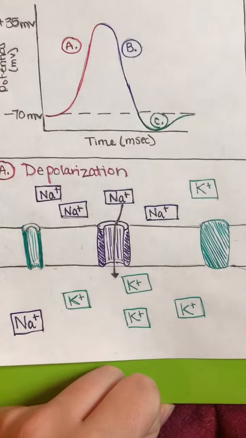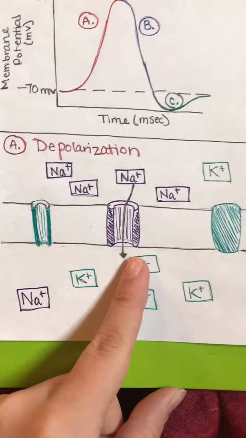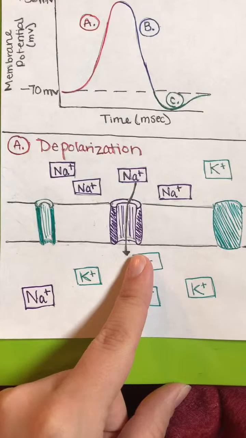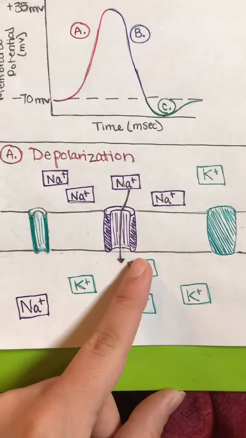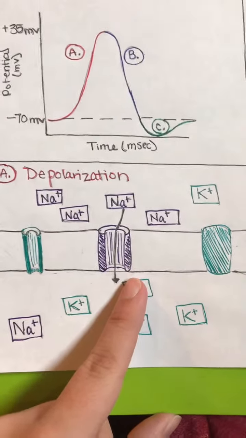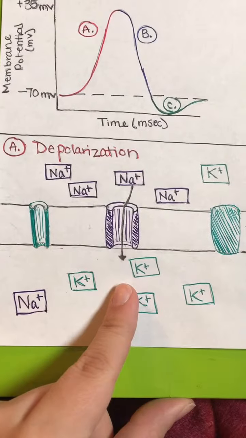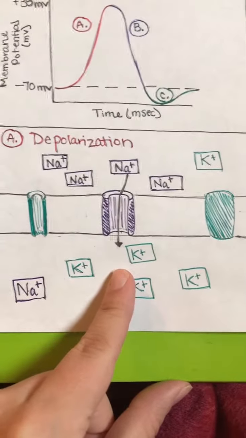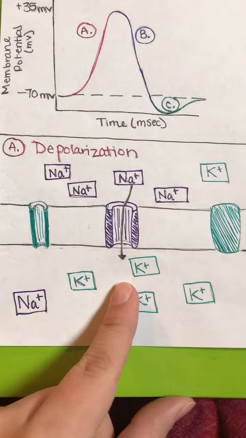So in depolarization, the leak channel is always open for potassium, and then the sodium channel is opened by a change in membrane voltage, causing the sodium to move into the cell through this channel, which is the reason that the membrane potential increases as in the graph there.